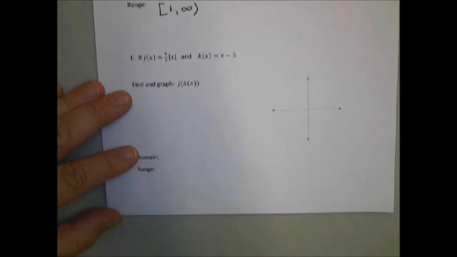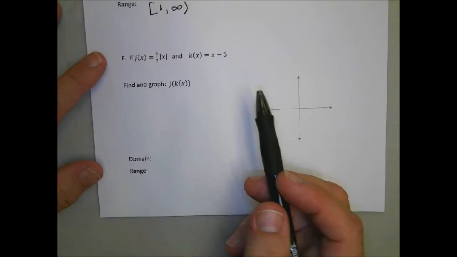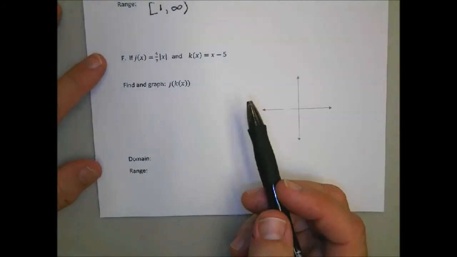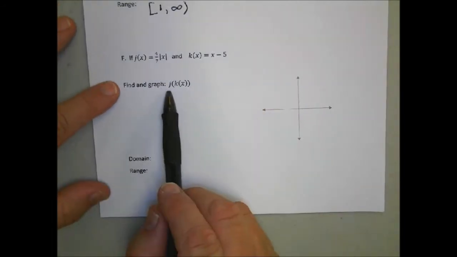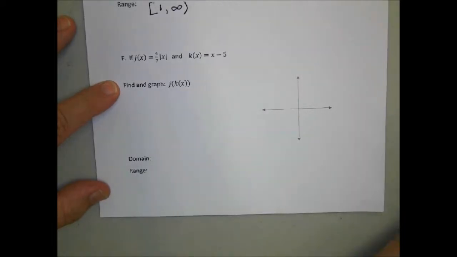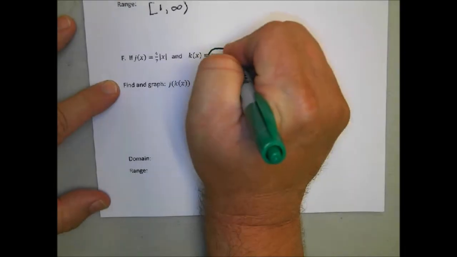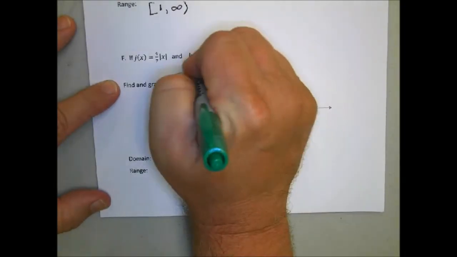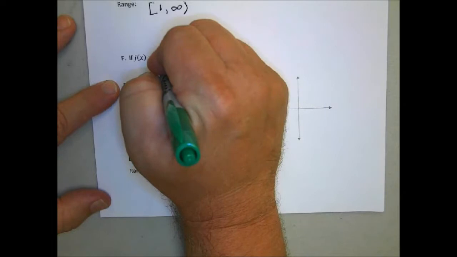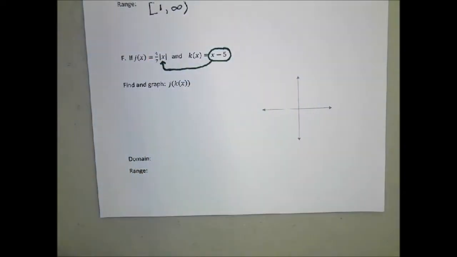Move on to example F. Example F has two more functions that are named j of x and k of x. And this is asking you to find j of k of x. So again, it's just saying work from the inside out. Take the entire k of x function and plug it in where it can. That's where it enters the j of x function right there.